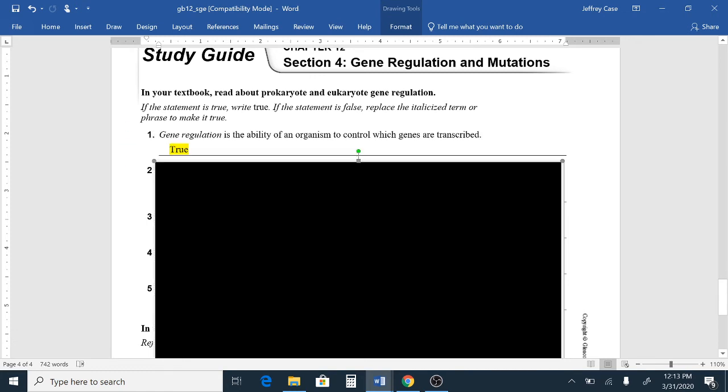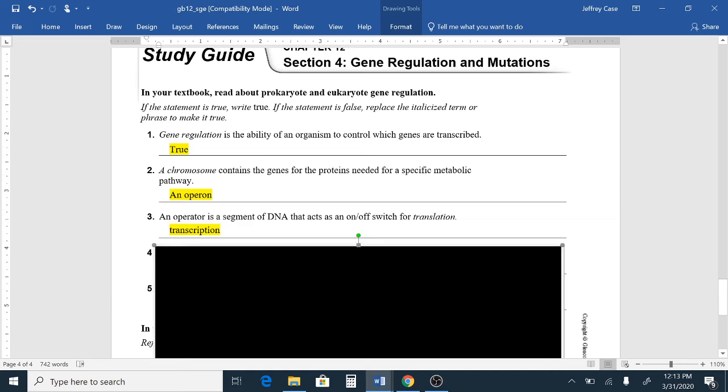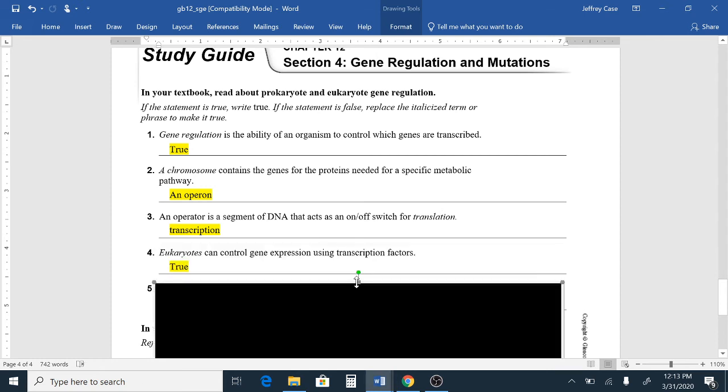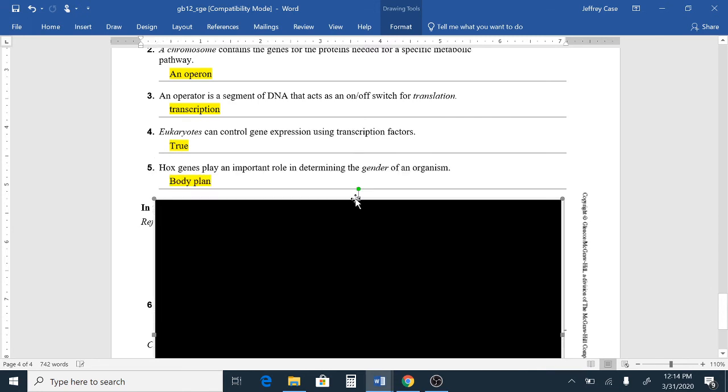True, false. I'll let you pause it if you want. Number 1 is true. Number 2 is false. It should say an operon where the italicized words are. Number 3 should be transcription. Number 4 is true. And 5 is false. It should say body plan.